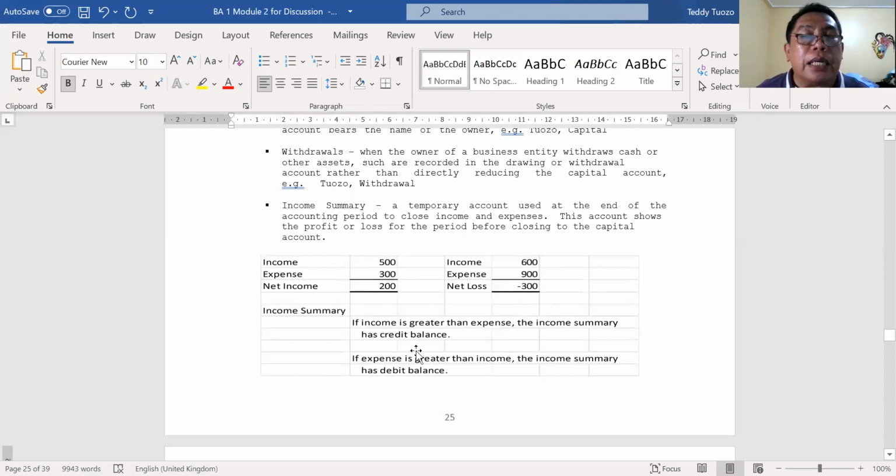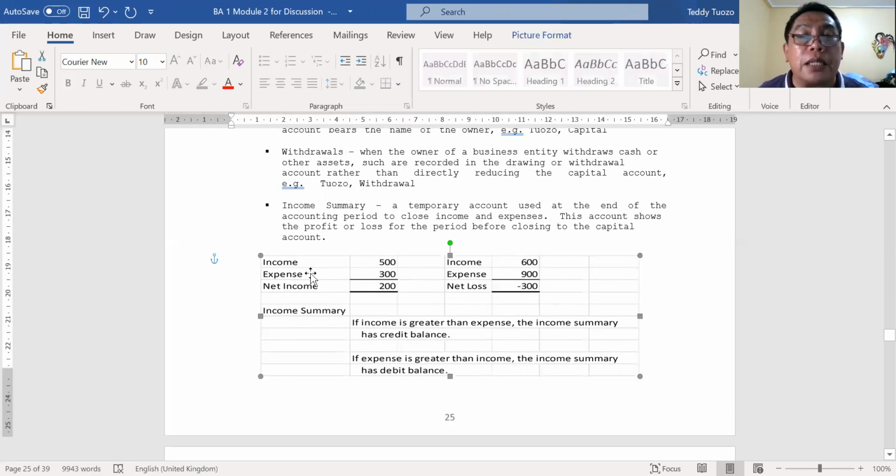If income is greater than expense, like in this example on the left side, the income summary has a credit balance, because remember that income or revenue has a credit balance and expense has a normal balance of debit. So credit minus debit: if the debit is bigger, it should be a debit balance; if the credit is bigger, a credit balance. In this case, since the income is bigger, the income summary has a credit balance.